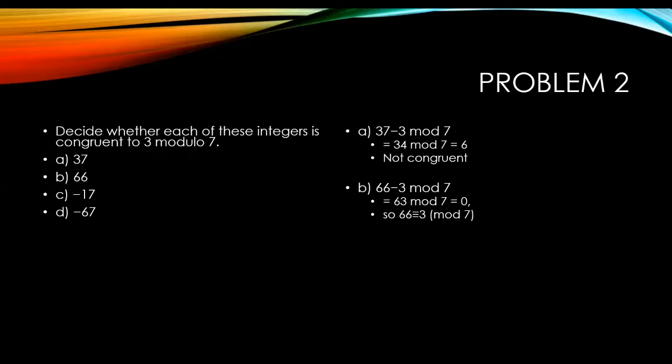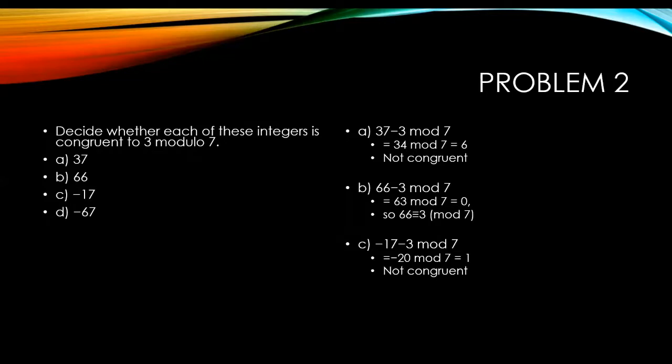Okay, for letter C, we're going to subtract 3 from -17. So we have -17 minus 3 mod 7. The result is -20 mod 7. And then the remainder is 1. Since this is 1, therefore it's not congruent.